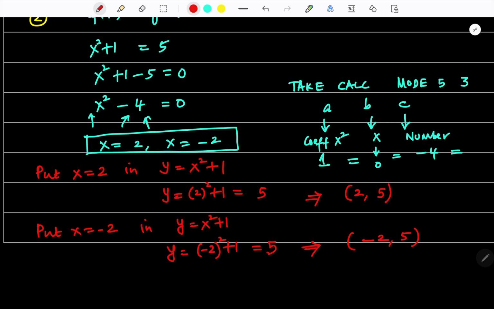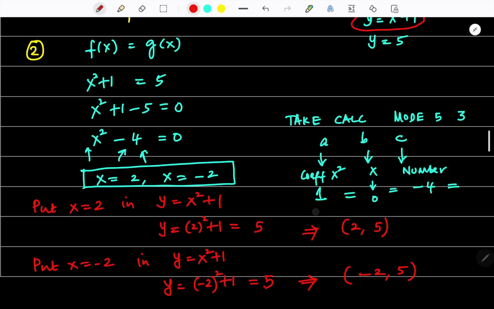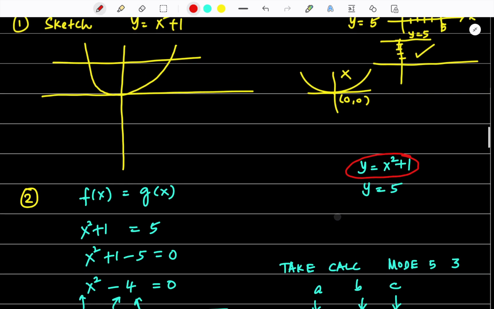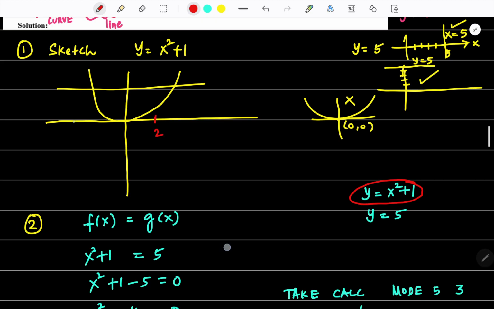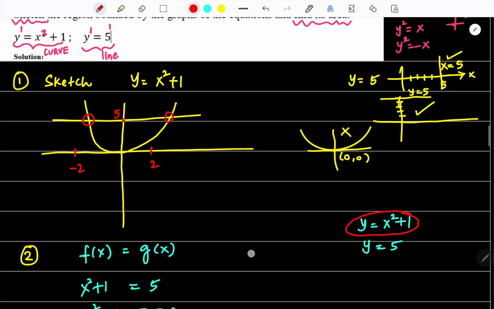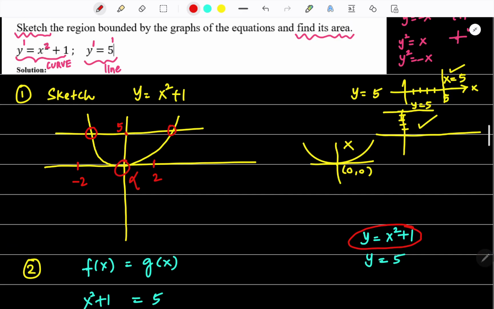So I get 2 points: 2 comma 5 and minus 2 comma 5. This is the point 2 and this is the point minus 2, and this is the point 5. So this point is minus 2 comma 5, and this point is 2 comma 5, right? But the curve is not passing through the origin. Keep in your mind, because it is not y equals x square, it is y equals x square plus 1.